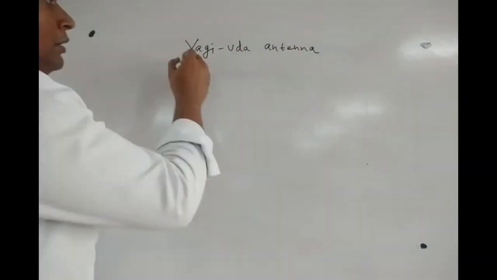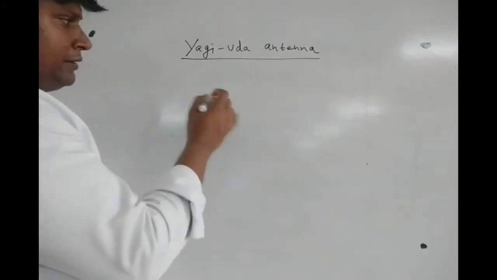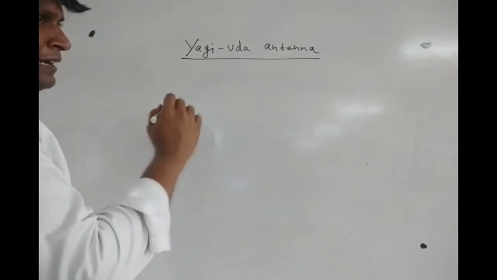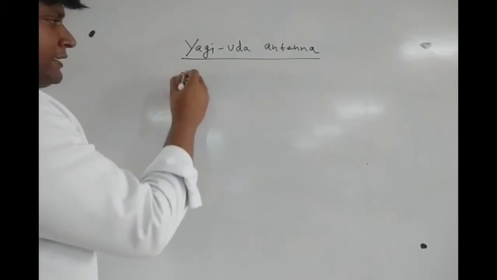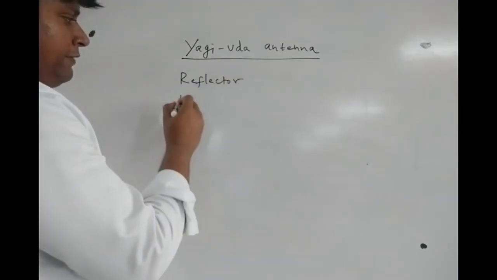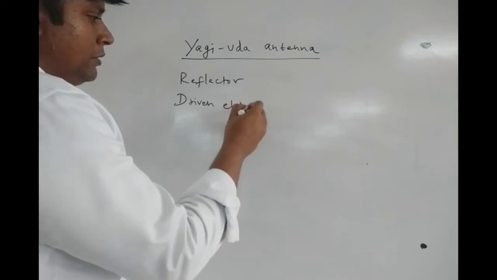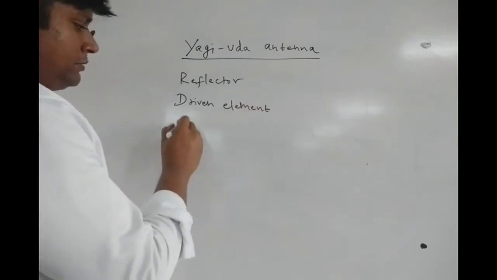Okay. This also you would have studied in your theory. So the design formulas and all we very well know. In Yagi-Uda antenna, the three important elements we have are the reflector, and the driven element, and the directors.